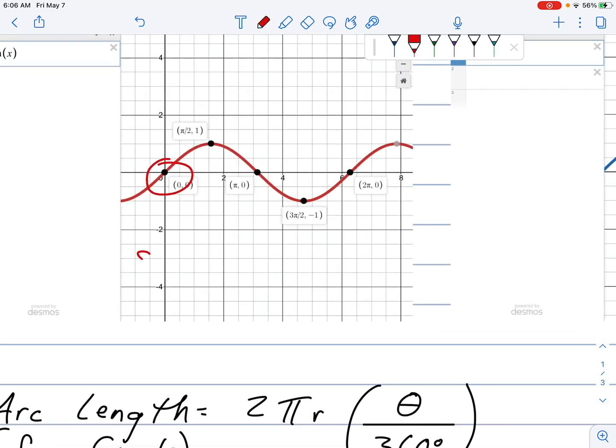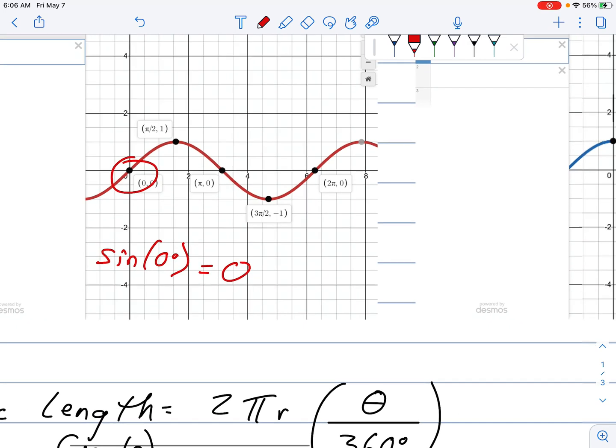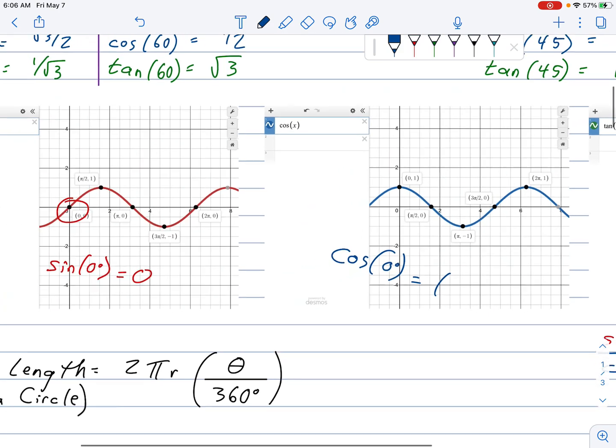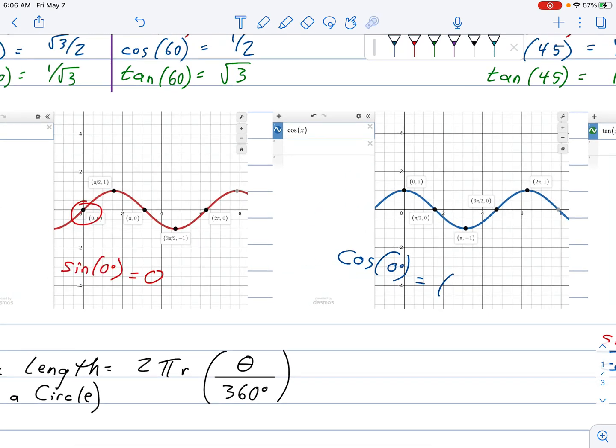So sine of 0 degrees is 0. And that's why, because you start your sine curve at 0, and then for cosine of 0, I guess degrees, we'll put it is 1. 0 degrees or 0 radians, doesn't really matter. That's because it starts at that value. Okay. So we'll stop there.